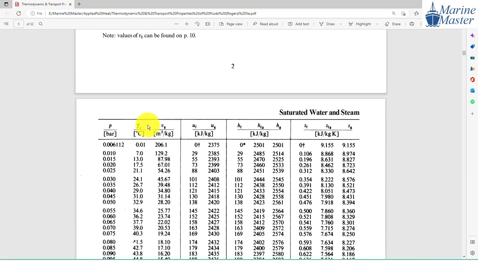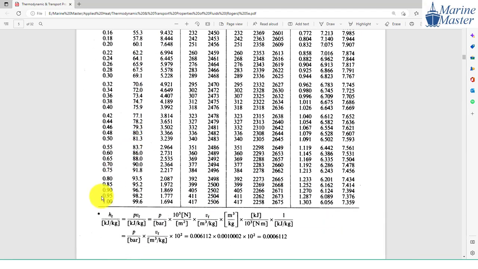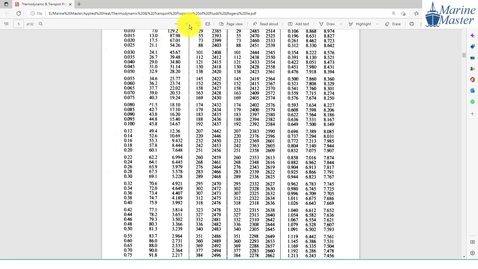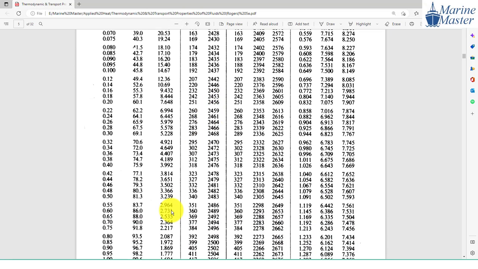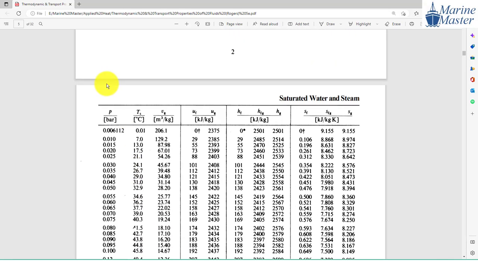So we will go to the second table, where the first column is pressure, and Ts means its corresponding saturation temperature. Have a look here. Let me zoom a little bit. Which pressure do we have here? Pressure is 1 bar, and its corresponding saturation temperature is 99.6 degrees Celsius.